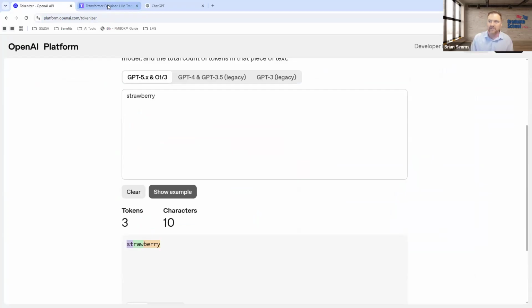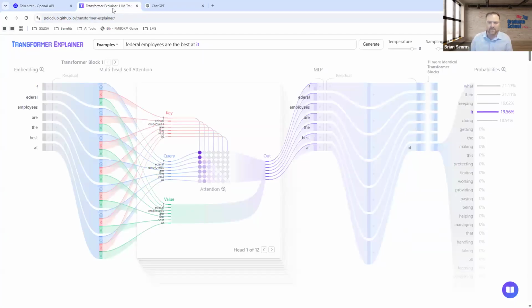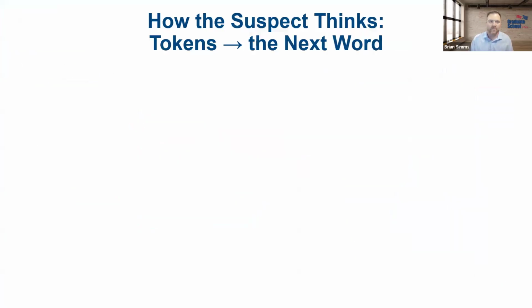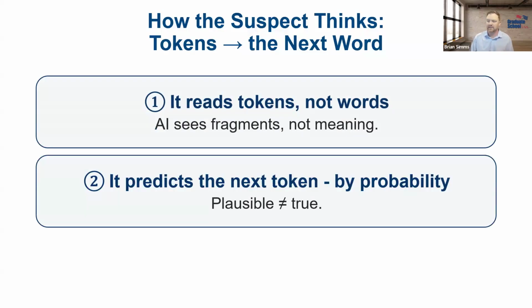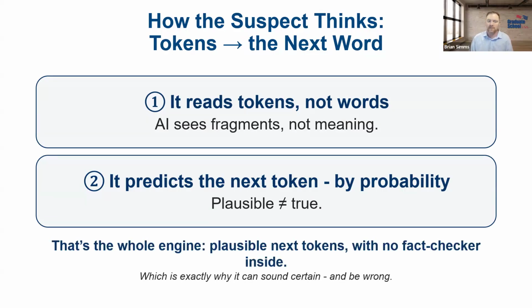And with that understanding, this is kind of that guessing game that it's continually playing. And again, with those things in mind, it's reading tokens, so it's only seeing fragments, not whole meaning, and it's guessing, right? Plausibility doesn't mean it's true. That's the whole game, right? That's the whole engine there. There's no fact checker inside AI, right? When you ask it a prompt and it goes out and does its research and comes back, that's it, right? This is it. It's now fully resting on you, which is why we need to do that verification, right?